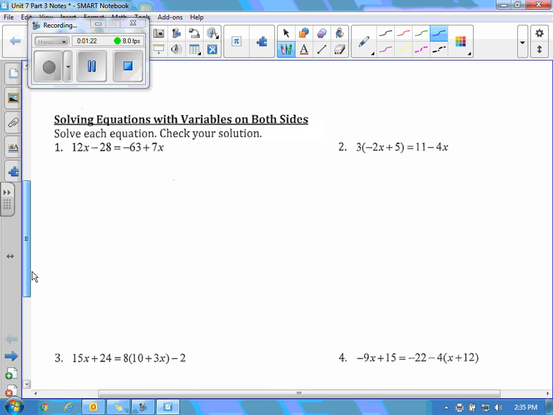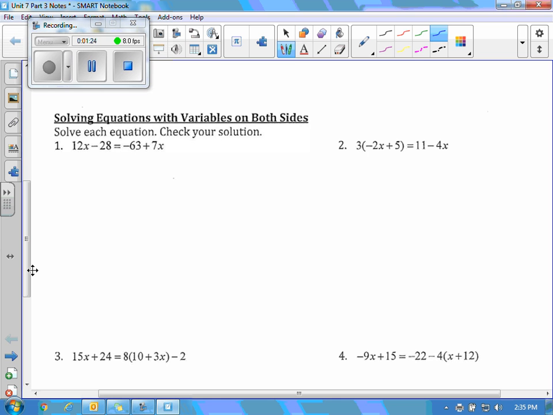So scrolling down, now we're actually going to get into solving equations with variables on both sides. Now, before, when we were solving equations, we'd always go to the side of the variable and work from there. Now, again, the whole point is that there's variables on both sides, so we want to move it so that our variables are on one side and our constants are on the other. So, as always, I'm going to start by boxing and rewriting this. So I have 12x minus 28 equals negative 63 plus 7x.